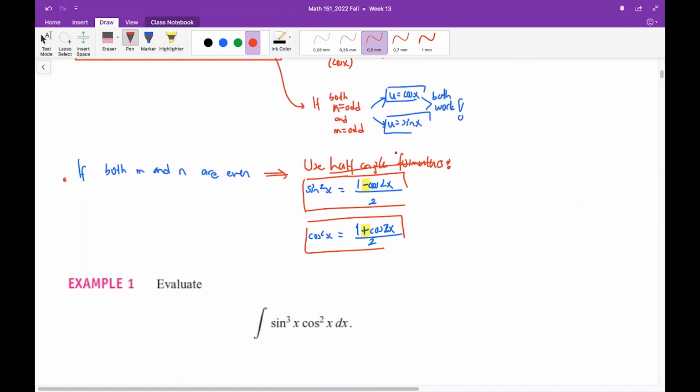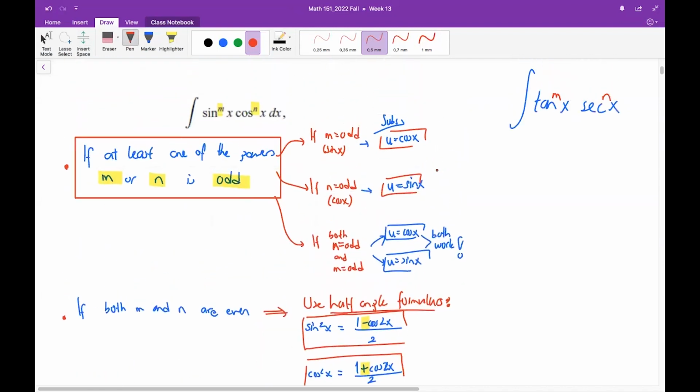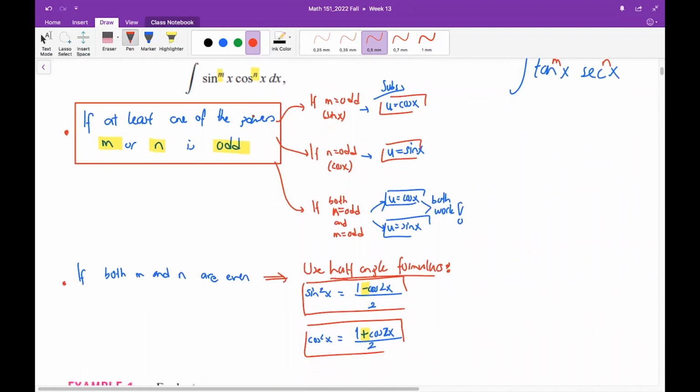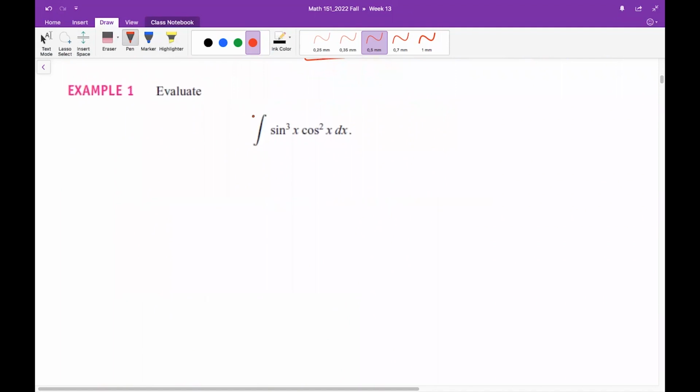So that's the summary of what you should do when you have an integral of this type, products of sines and cosines. Okay, let's look at the first example.